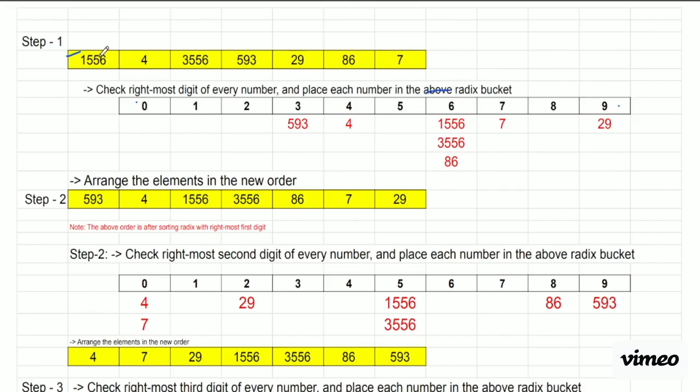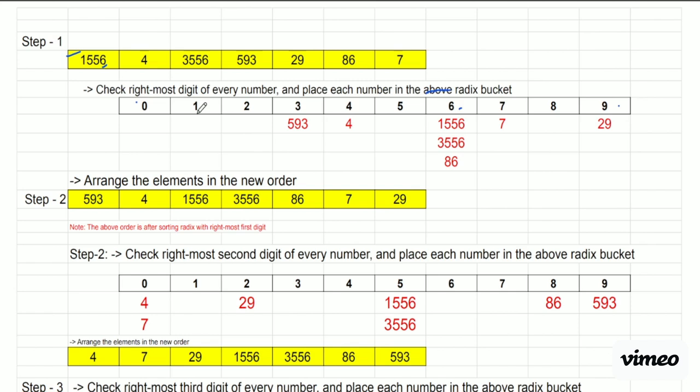Let's see. The first number is 1556. We are starting from the rightmost digit, which means the ones place. It is 6. Since it is 6, we'll put the number 1556 in the radix 6 bucket. There is no comparison here. We are just looking at the digit at the particular position. For now, it is ones.